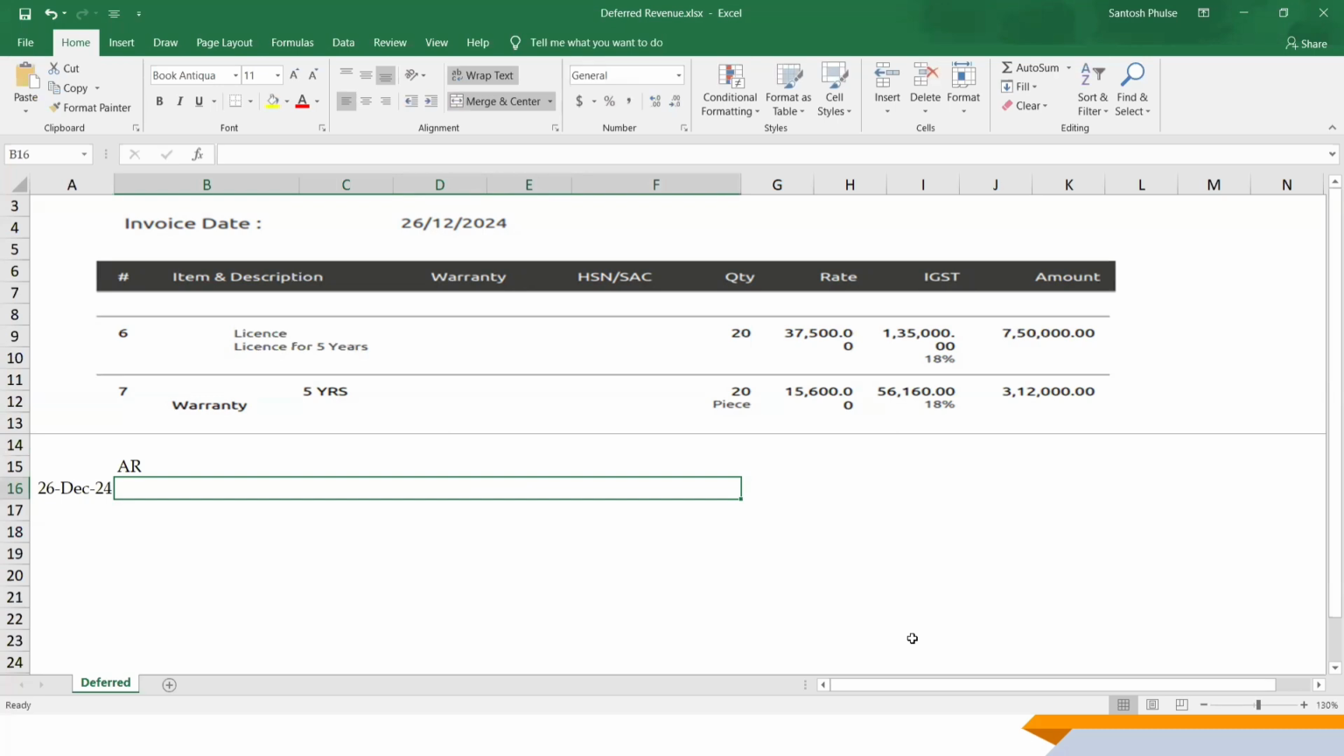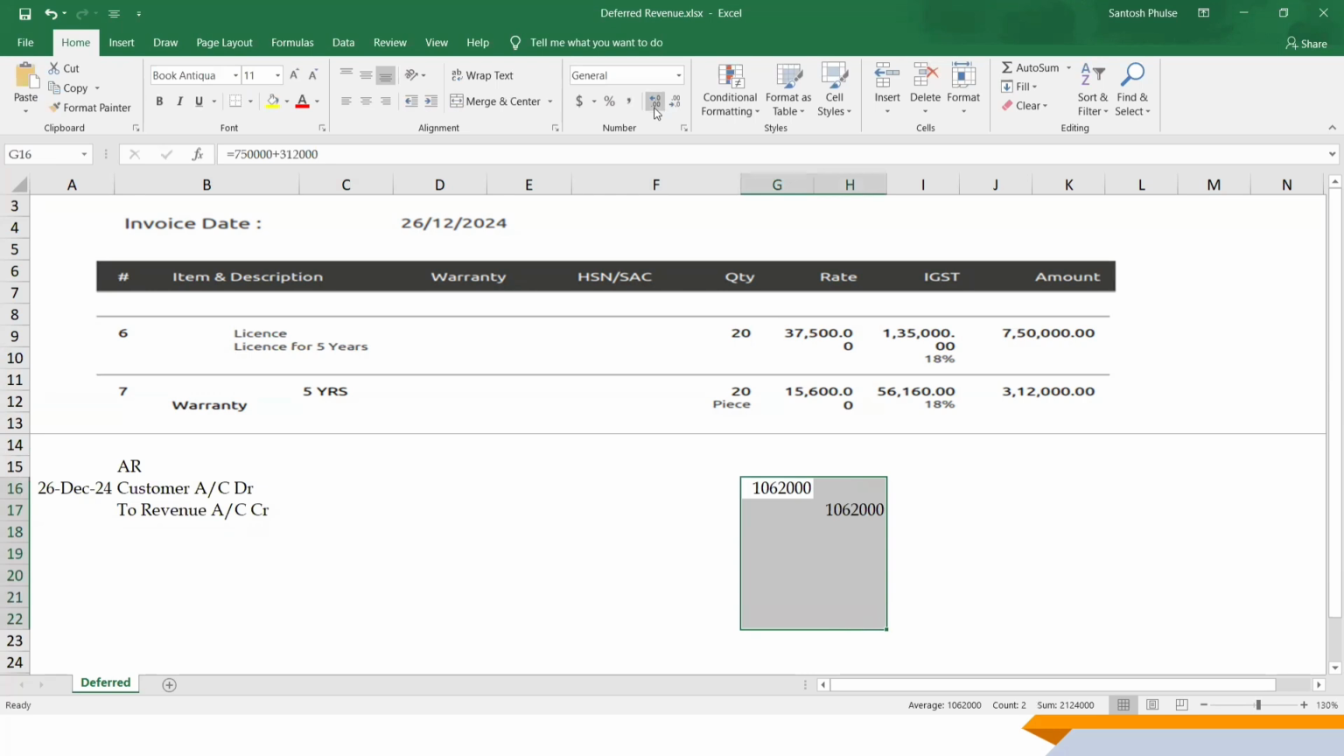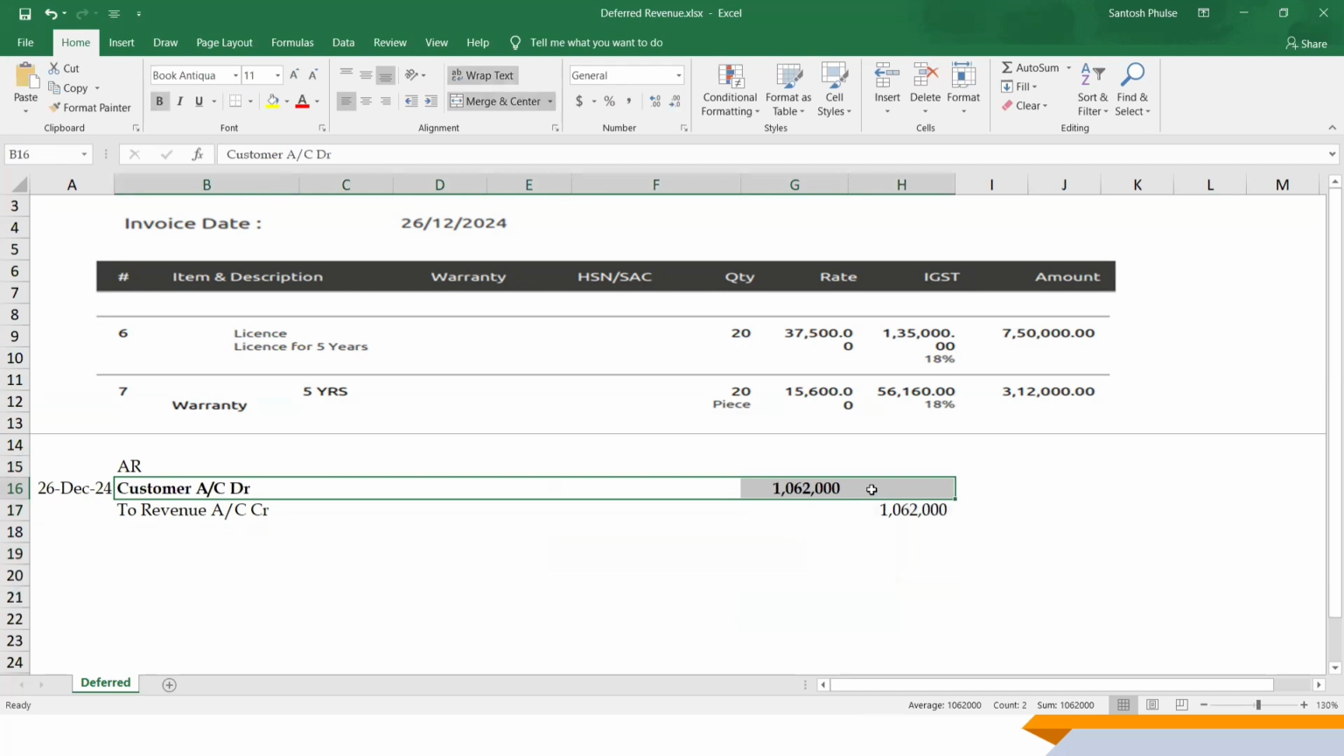So when they raise the invoice, the system is automatically going to do the entries: your customer account is debited and your revenue account is credited, and the amount is going to be 7,50,000 plus 3,12,000. That's 10,62,000. Now if you see, this is your receivable, that's correct. If the due date is 1 month from the invoice date, we are going to receive the payment, and that's a receivable in the balance sheet.